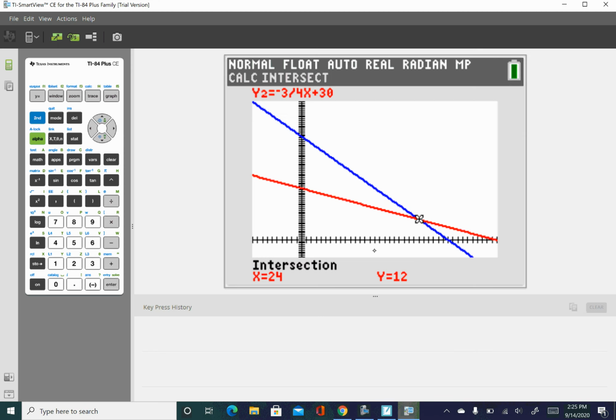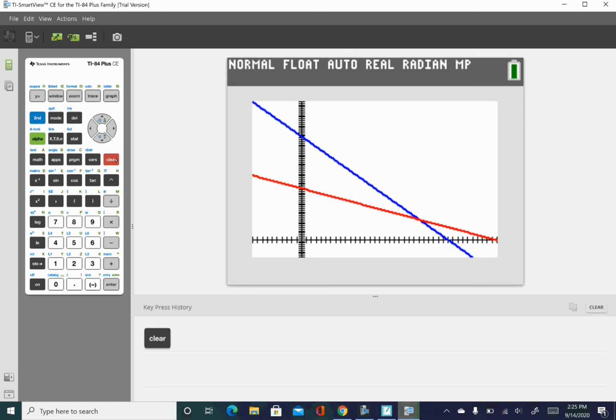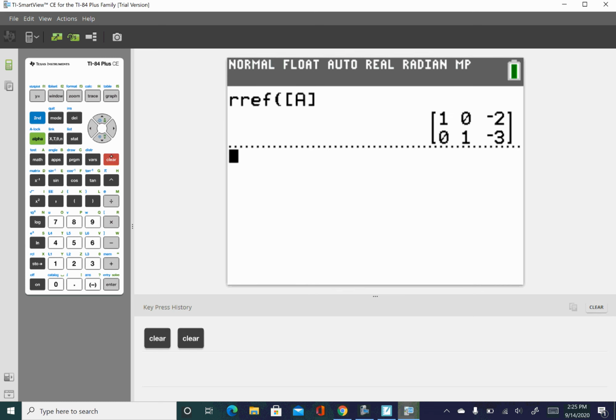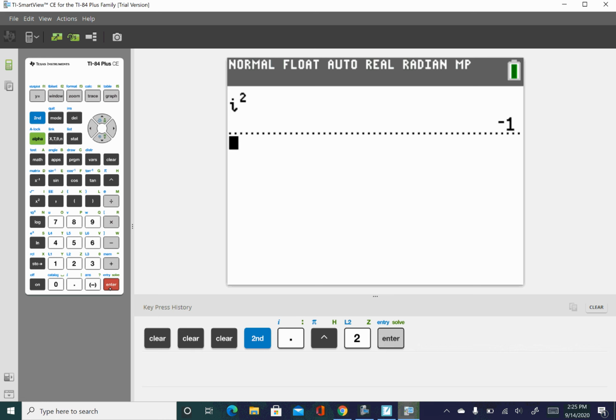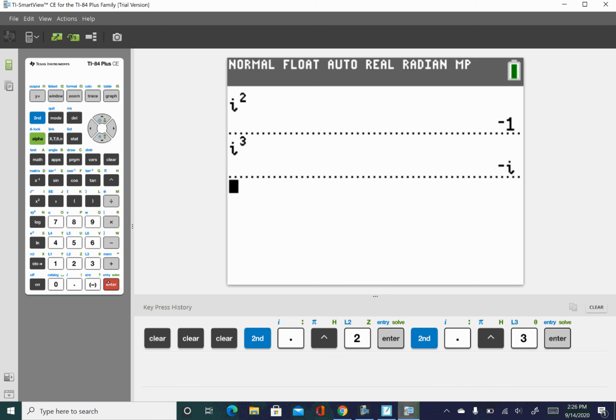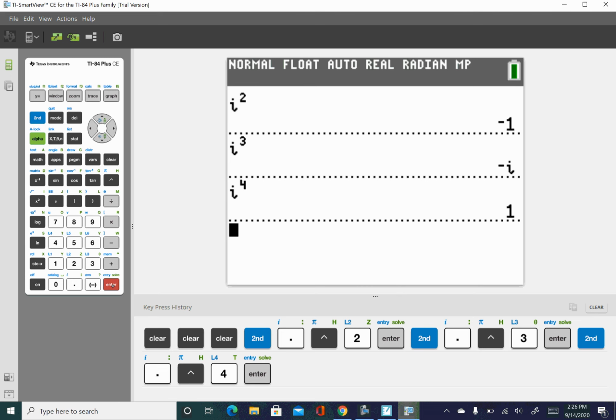It's nice if you can remember what those i values are, but if you can't, I just want to let you know, hey, you don't have to memorize that. To find your i, it's down here at the very bottom by the decimal point. So you hit second i, and then you want to raise it to the second power. Tells you it's -1. Second i, and you raise it to the third power. Tells you it's -i. And then second i, raise it to the fourth power. It tells you it's +1.